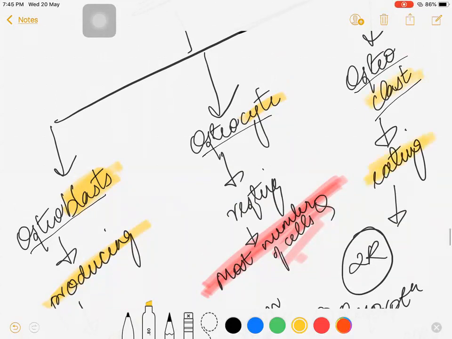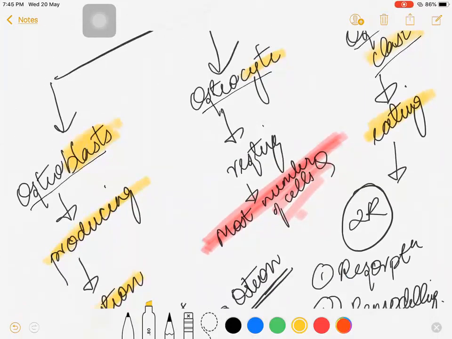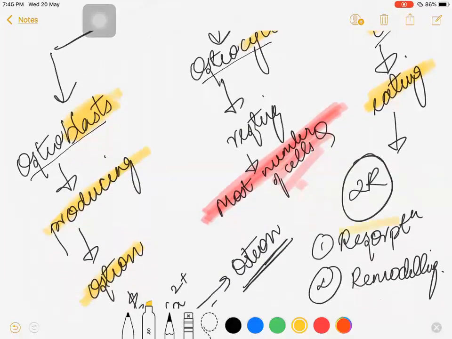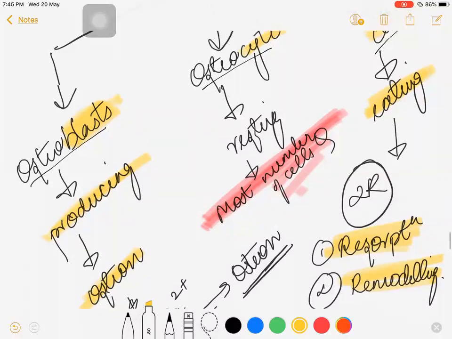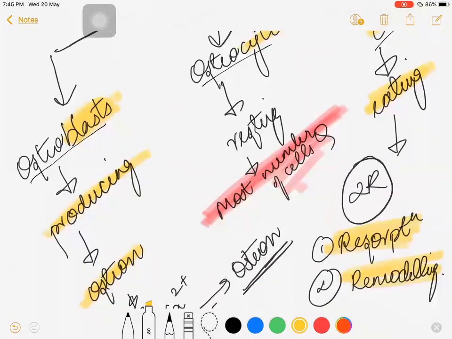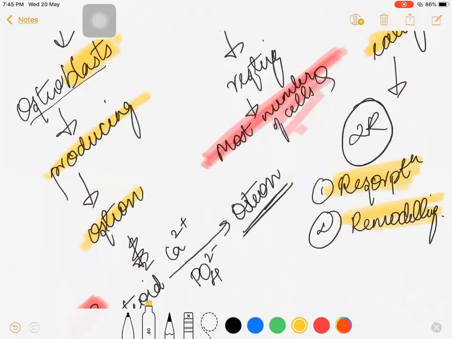So how do they eat up the bone? They do it for two main functions. First, they resorb the bone, and also they help in remodeling the bone. They tell the bone, hey, don't go the wrong way. This is not how you're genetically meant to grow. You're supposed to grow like this. This is your prototype, and I'm going to make you grow this way only. That's what osteoclasts do. Osteocytes are just sitting there, and osteoblasts help to produce osteon.